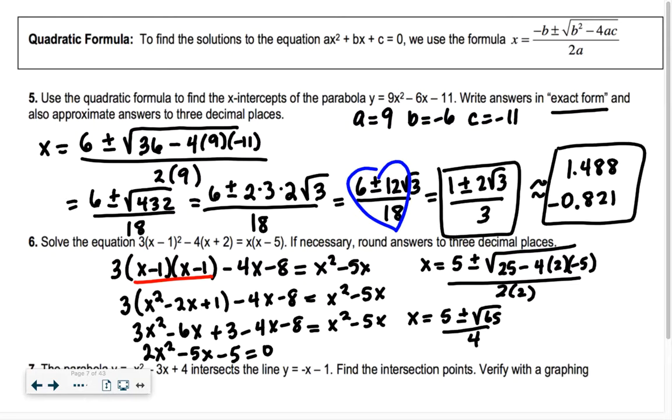So if I round my answers to 3 decimal places, I get my calculator. I would do the 5 plus the square root of 65 first, and then divide by 4. And I do my 5 minus the square root of 65 divided by 4. So we get 2 answers. So the first answer is 3.266, and the second answer is negative 0.766. Those are our 2 answers.